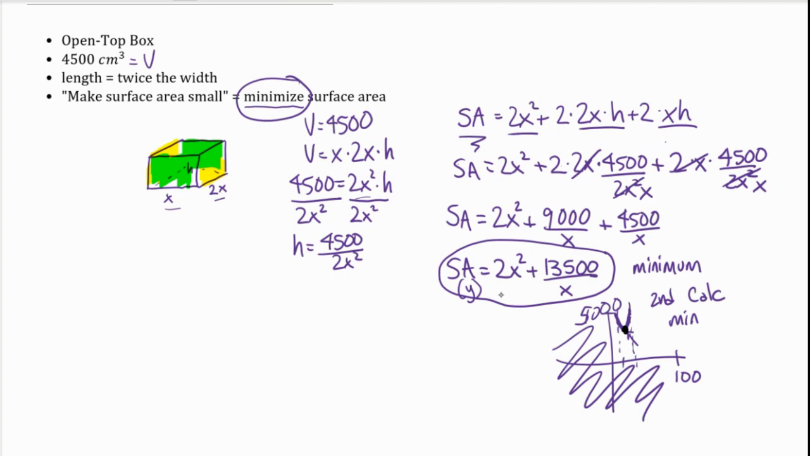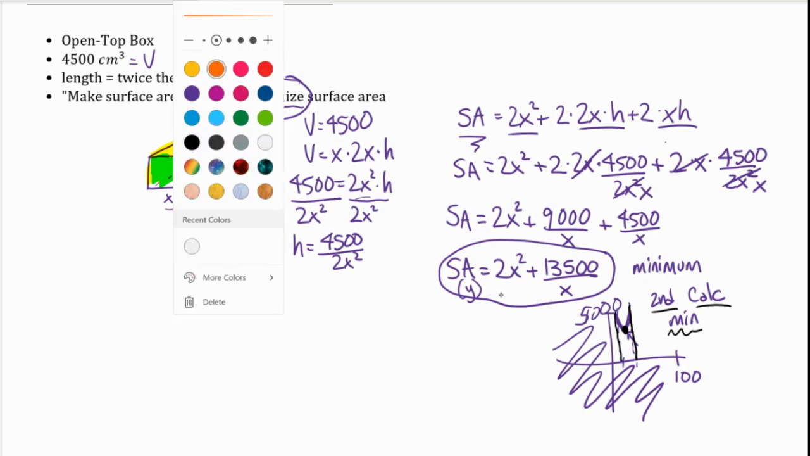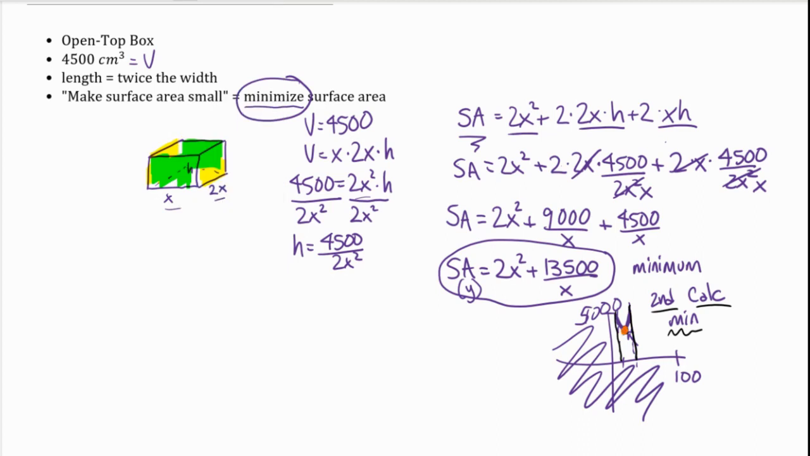So this should be a review from Algebra 2. You should have learned to use your calculator, but just as a review, for most of you, if you have a TI 83 or an 84, press the second button and then calc, find minimum, press enter. It'll say left bound, so go to the left of the minimum, press enter. Then it'll say right bound, go to the right of the minimum, press enter. And then it will say guess. At that point, you want to get your cursor as close to the minimum as possible and then press enter. Once you press enter for the third time, it will give you the actual minimum.